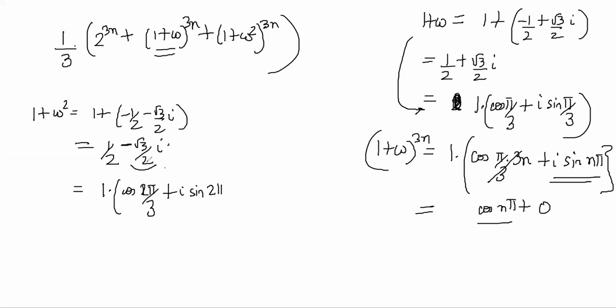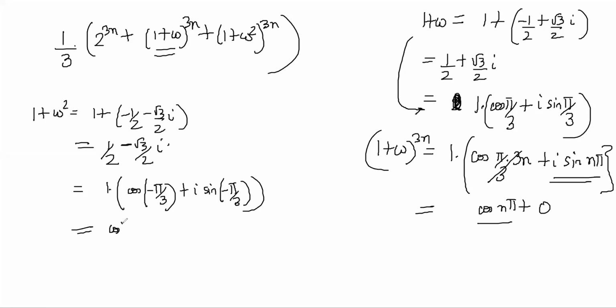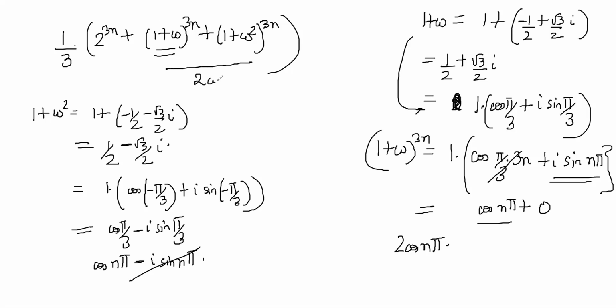So it should lie in the fourth quadrant, so it should be 1 times cos of minus pi by 3 plus i sin of minus pi by 3. So this becomes basically cos pi by 3 minus i sin pi by 3, right? So this power 3n would be simply cos n pi minus i sin n pi. The sine part is 0 anyway, so it is just cos n pi. The sum of this and this is 2 cos n pi. So the answer is 1 by 3 of [2 power 3n plus 2 cos n pi].